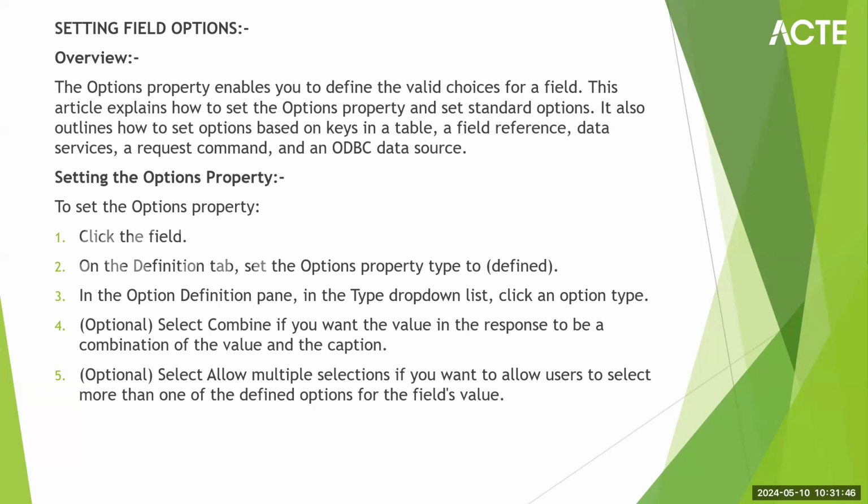Click on the field, on the definition tab, option property type define. In the option defined pane, type the drop down list. Drop down list is like full name: Delhi, Chennai, Bangalore. Click on option type and you can set multiple selections as well. You can set the value beside that name, a value tab will be there. You can give all the shortcut names.